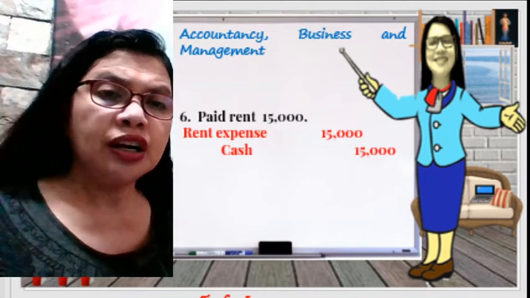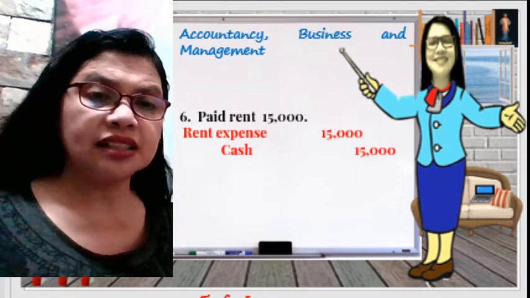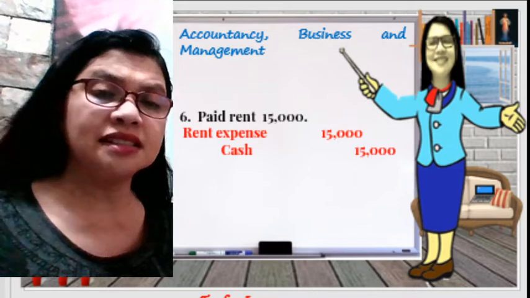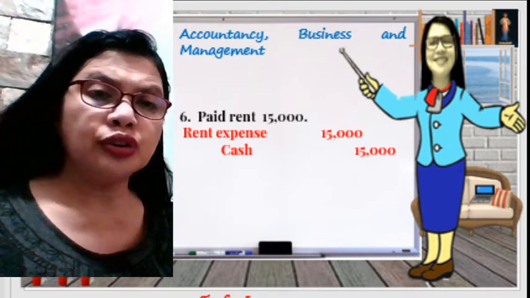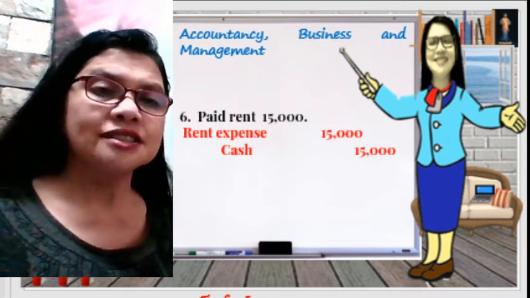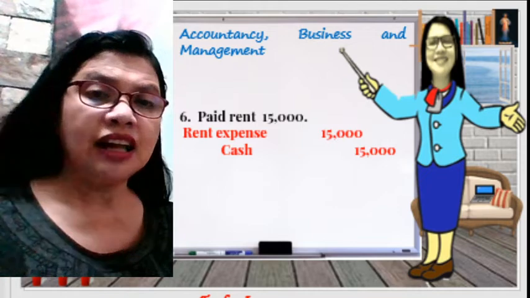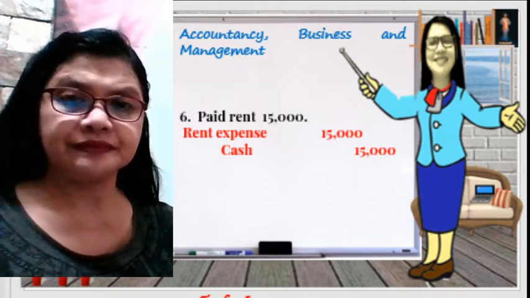Then we also have he paid rent, 15,000. So that is a rent expense of 15,000. Why did we debit rent expense? This is an expense account. And then he also has to disburse cash. So his cash was deducted by 15,000, and we do it by crediting the cash.